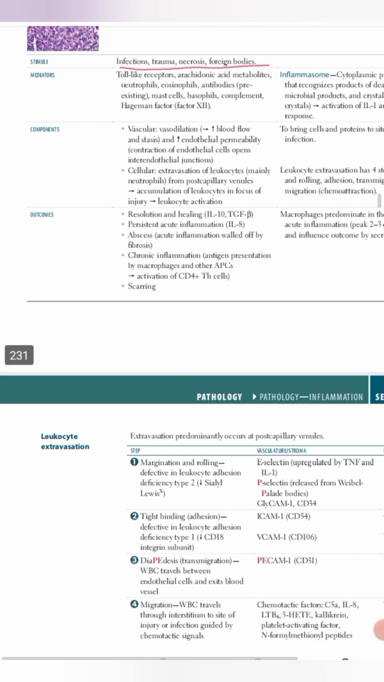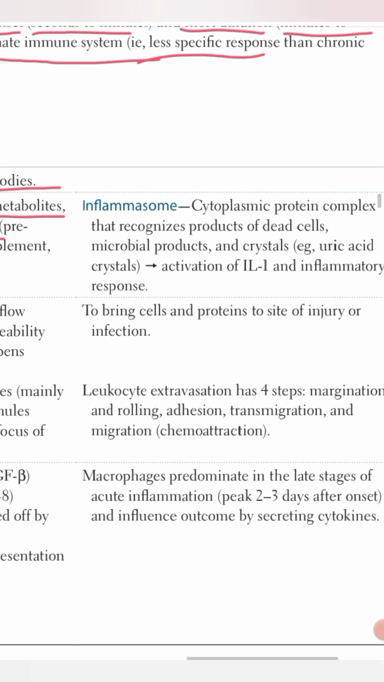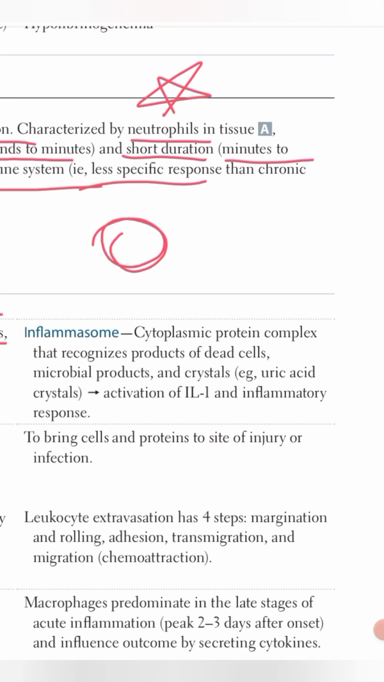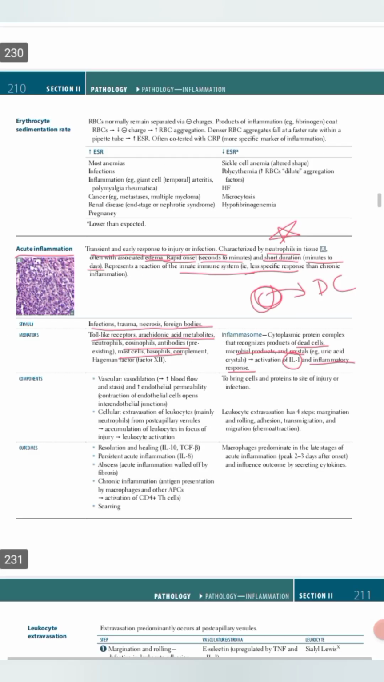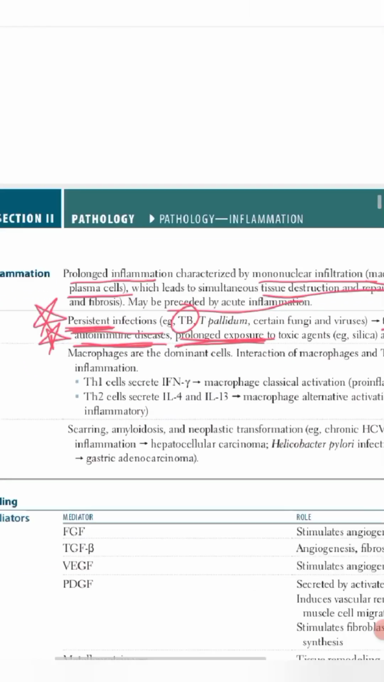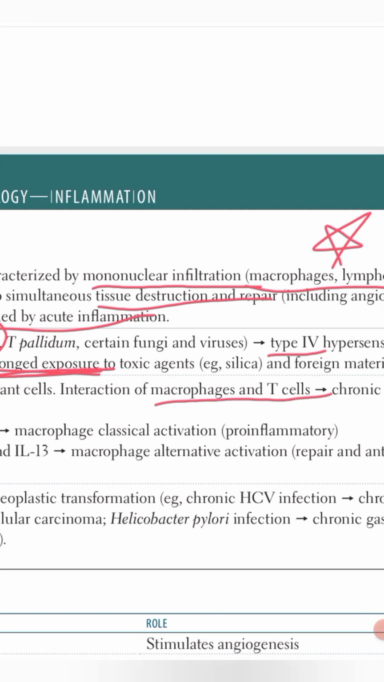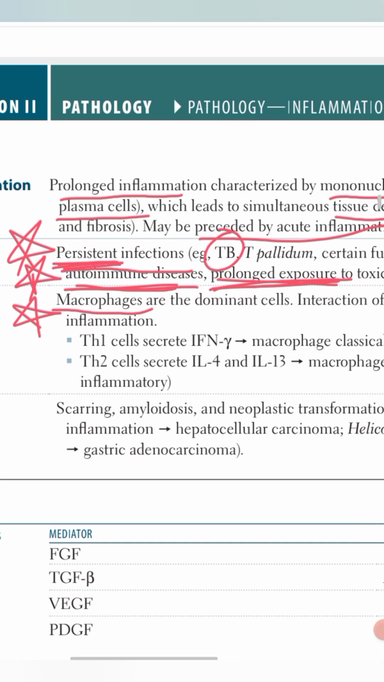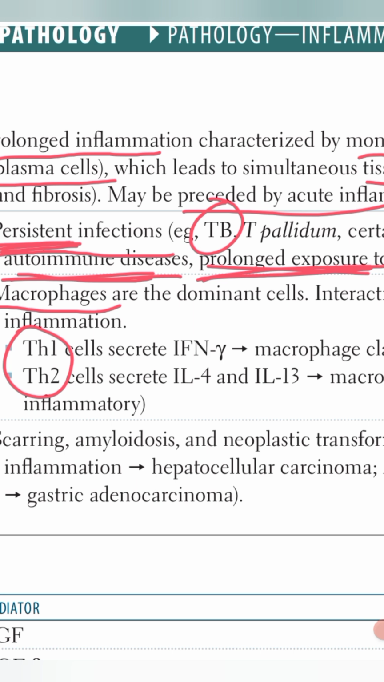If we see the mediators of inflammation in acute inflammation, they include toll-like receptors, arachidonic acid metabolites, eosinophils, mast cells, and basophils. Inflammasome: what is inflammasome? Basically, it is a cytoplasmic protein complex that recognizes dead cells, microbial products, and crystals, and it activates interleukin-1 and the inflammatory response. If we see the mediators of chronic inflammation, macrophages are the dominant cells, and interaction of macrophages and T cells leads to chronic inflammation. There are two main types of cells involved, Th1 and Th2. Th1 release interferon gamma, and Th2 secrete interleukin 4 and 13.